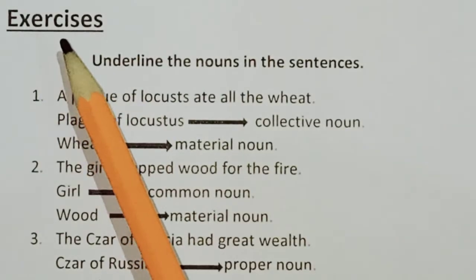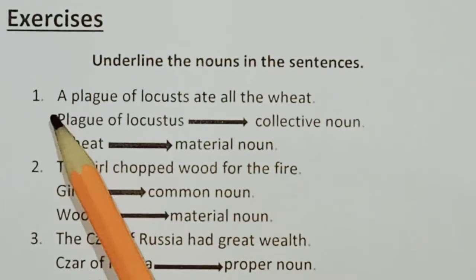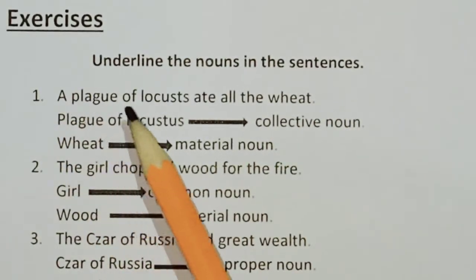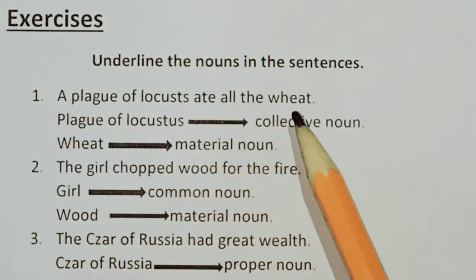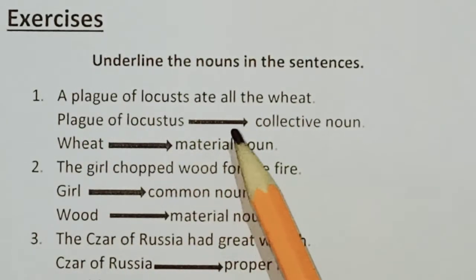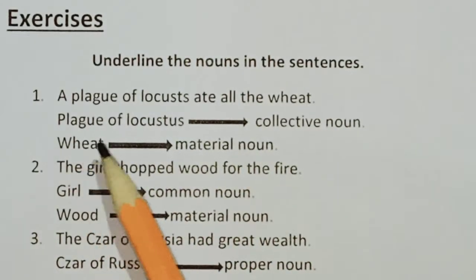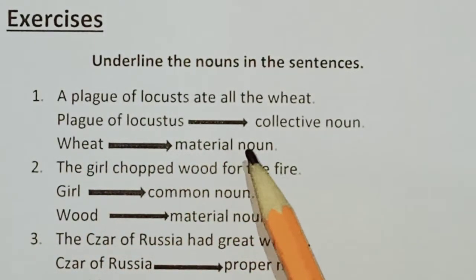Dear students, now we'll do the exercise in which you have to underline the nouns in the sentence. The first sentence is, a plague of locusts ate all the wheat. In this sentence, plague of locusts is the collective noun and wheat is a material noun.